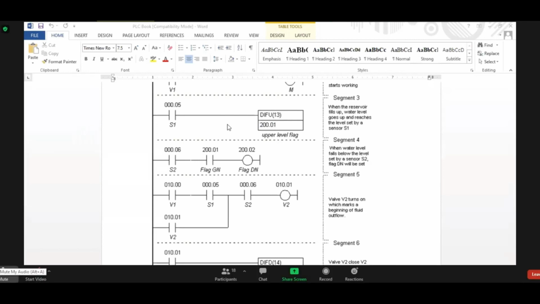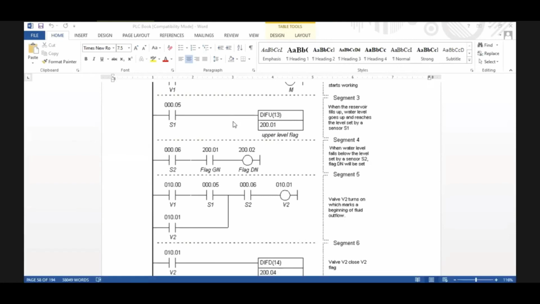Well, when you're going from 0 to 1, from off to on, that is called the leading edge. When you're going from 1 back down to 0, that is the trailing edge. So 0 to 1 is the leading edge, 1 to 0 is the trailing edge. So differentiate down means that you're going from on back to off.